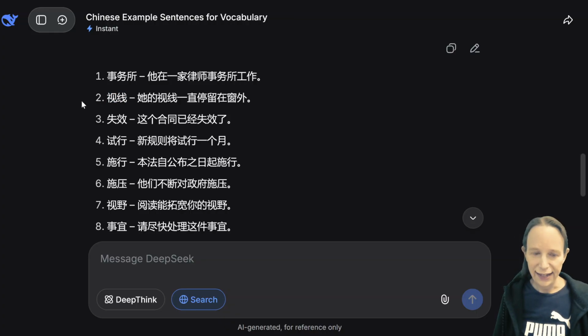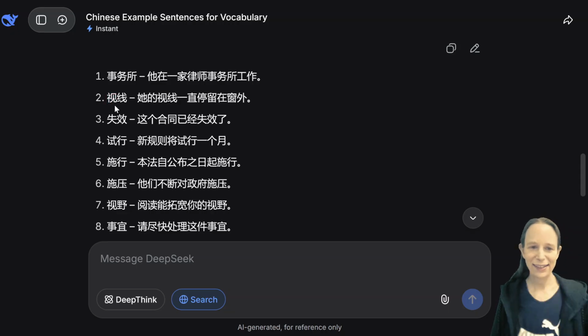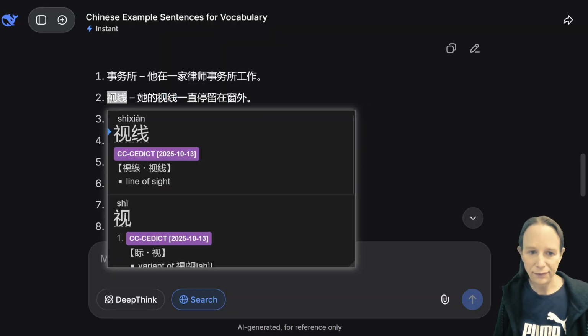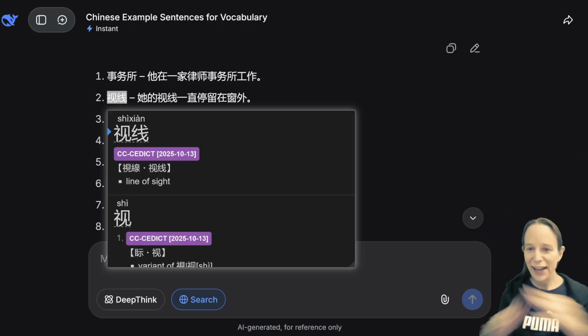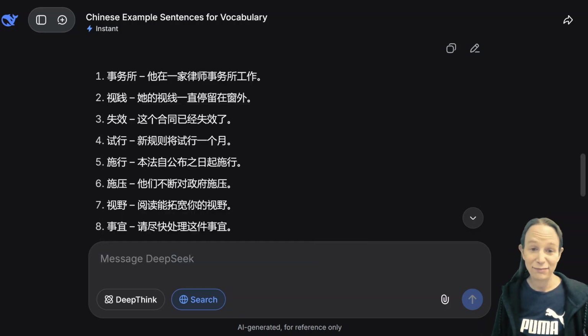Okay, 视线. Probably guess what that means. Sight, line, right? Line of sight. 他的视线一直停留在窗外. All right, yeah. Line of sight. Yep, it's a noun. I don't think there's anything else to say.